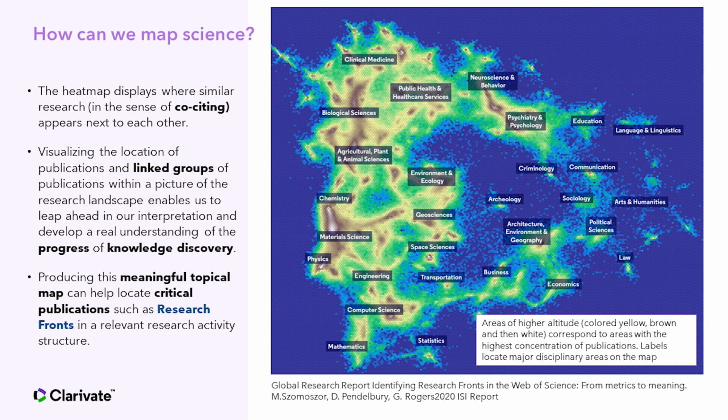Something that you can do when it comes to science maps is visualize the location of publications and groups of publications that are related within a two-dimension figure or picture, like the one that I'm showing right now. And here it helps us to have a better understanding of the research landscape. We can make better interpretation and develop a better understanding of the progress and knowledge discovery.